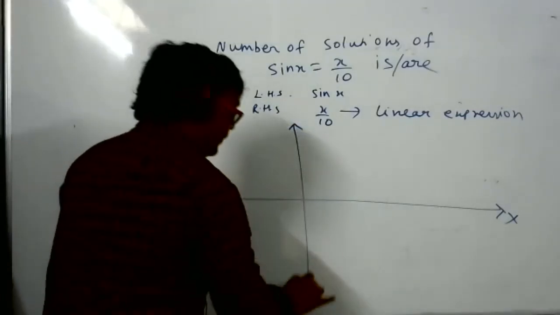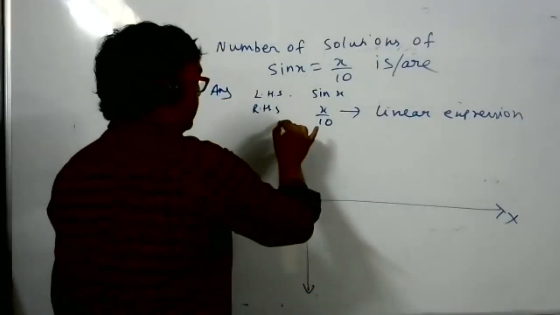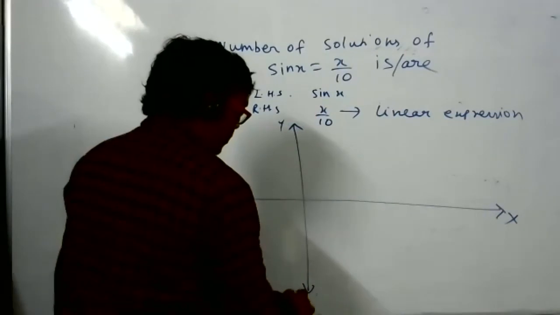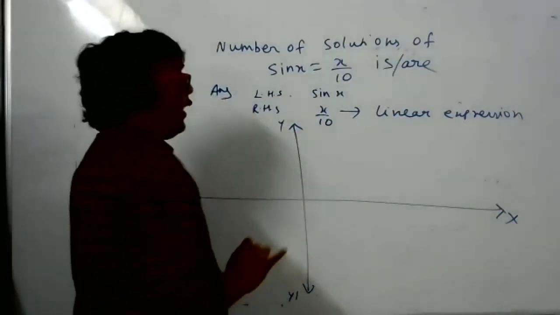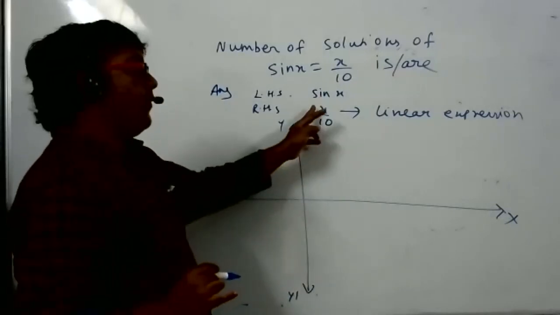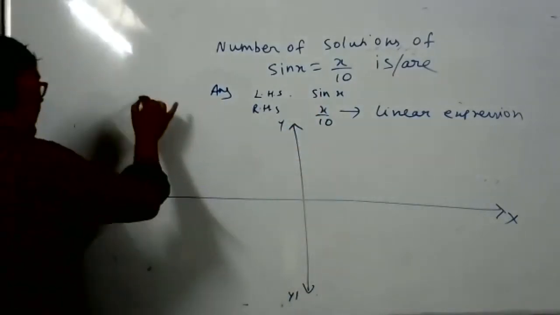Sir, I don't know the number of solutions, but I can say that it will be an odd number of solutions. It will be odd only. The answer is 7. Now student, first how will we plot the graph of x by 10? Very simple.